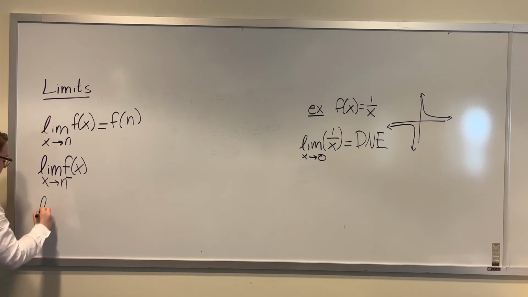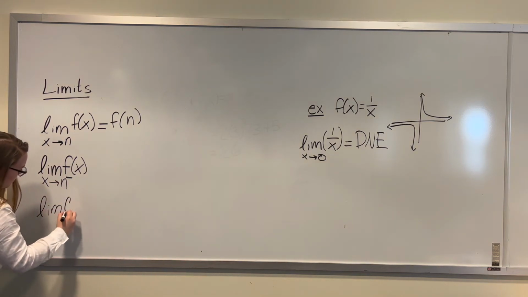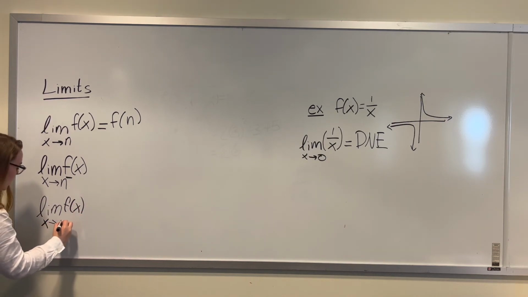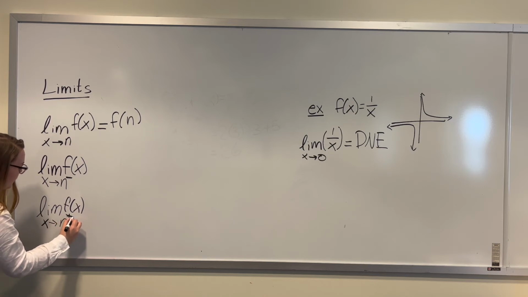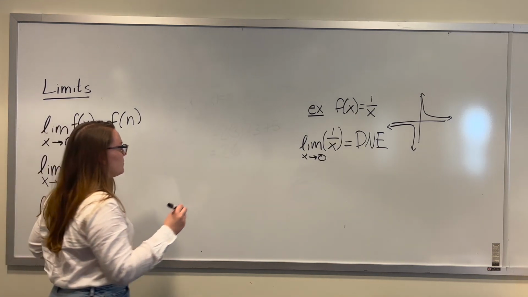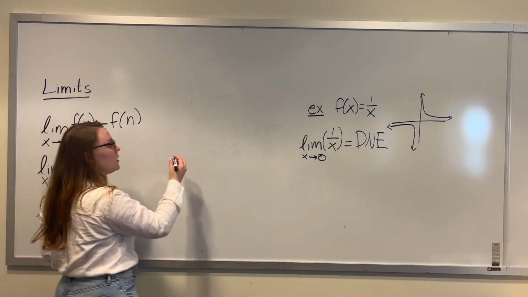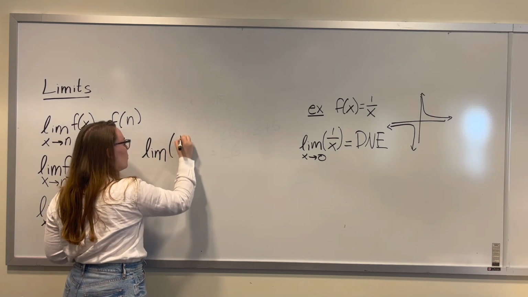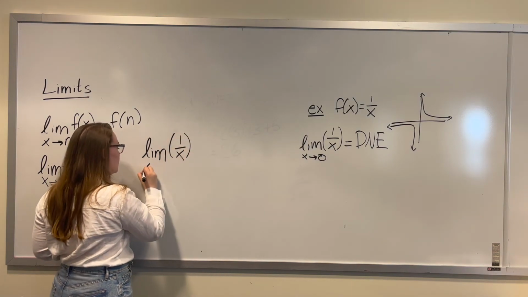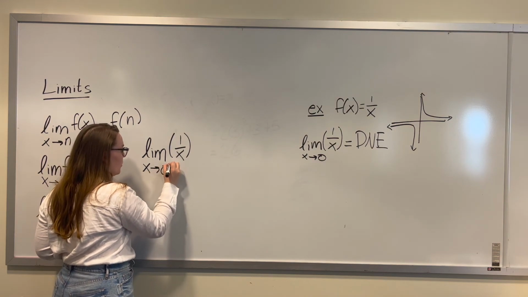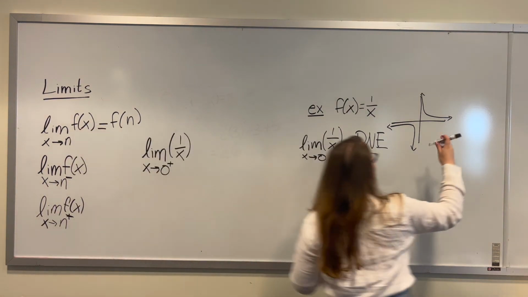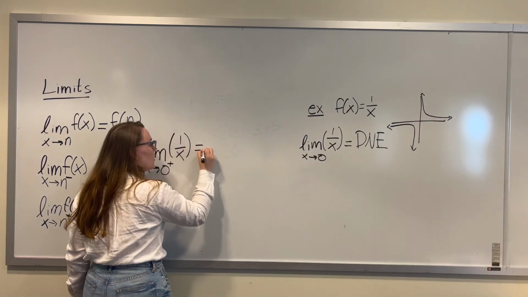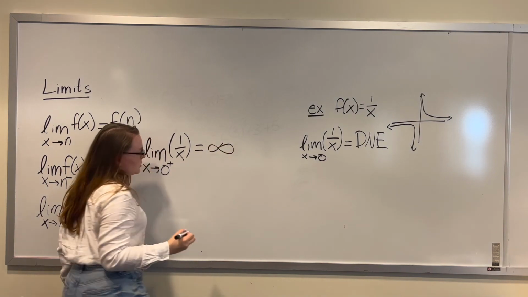And when x approaches n from the right, we use a positive sign. So if we look at our function over here, and we take the limit of 1 over x, we send x to 0, but we send it from the right. What happens here? When we go from the right, x goes to positive infinity. Therefore, that is our answer.